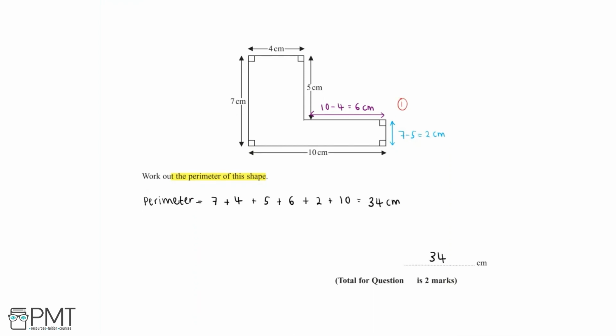And we get the second mark for using these values in order to find that the perimeter of the shape is equal to 34 centimeters, allowing us to get the full 2 marks needed in this question.